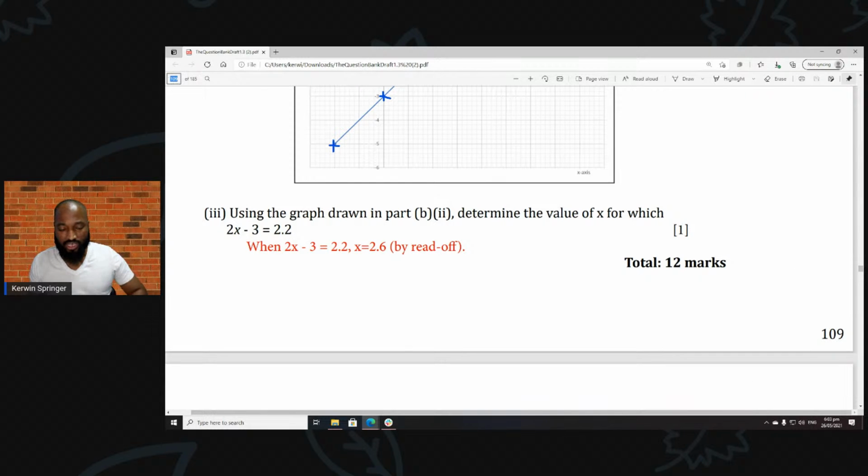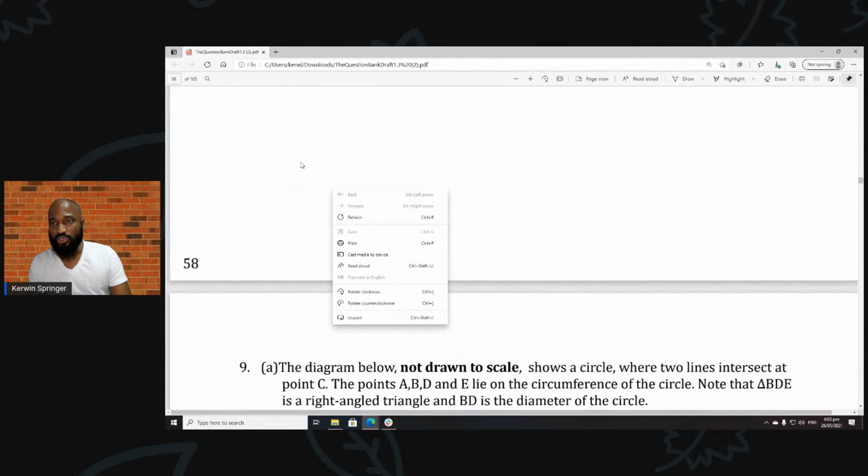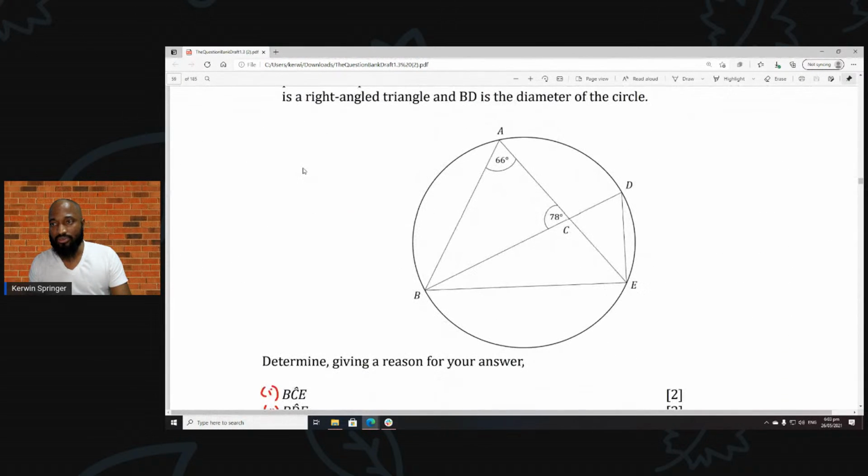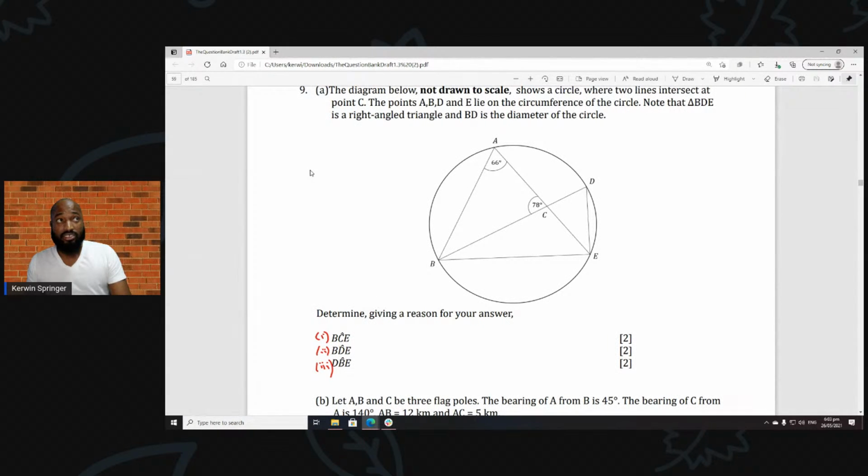That's page 59. Keep that in mind. Page 59. So we're here facing question 9. This is some good stuff. The diagram below, not drawn to scale, shows a circle where 2 lines intersect, and so on. Determine, giving a reason for your answer.